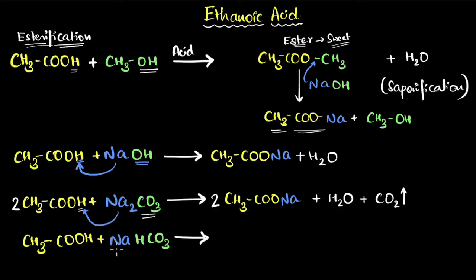You can check that, but we can now go to the last reaction. What happens when you have ethanoic acid reacting with sodium bicarbonate? Again, very similar story. Pause and try. All right, so Na is going to kick this hydrogen out. So you get CH3COONa.